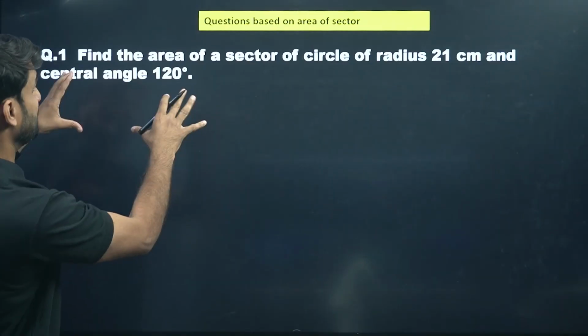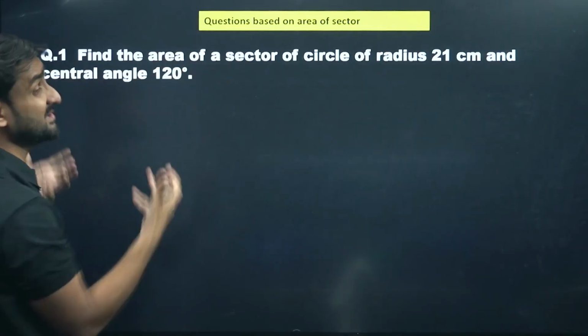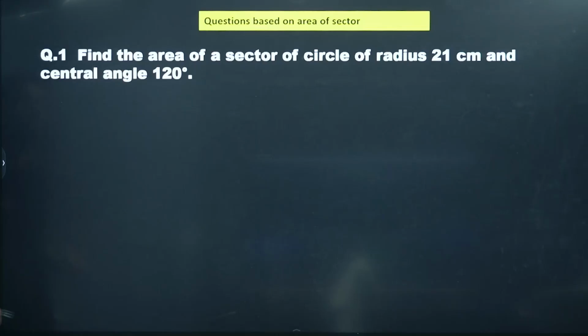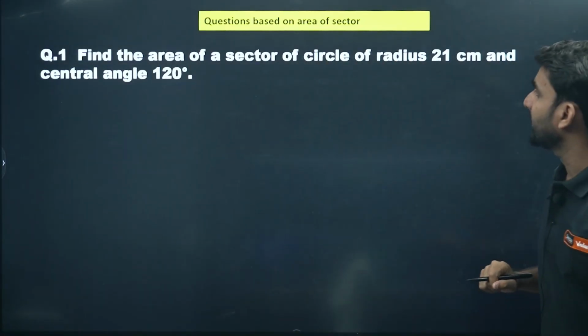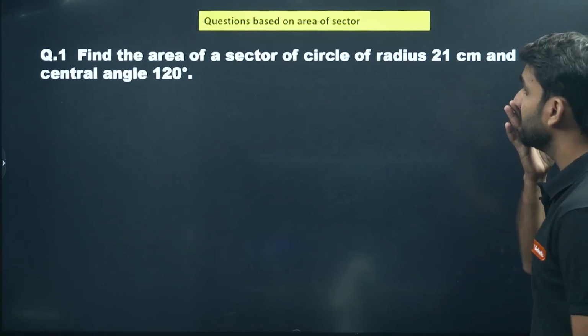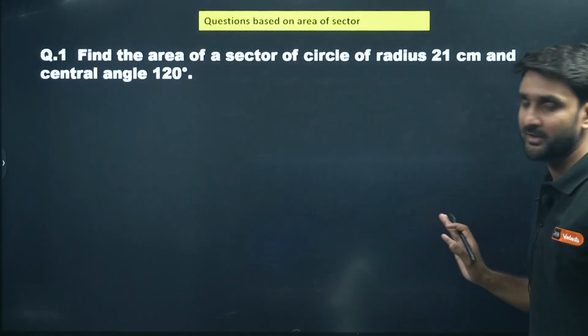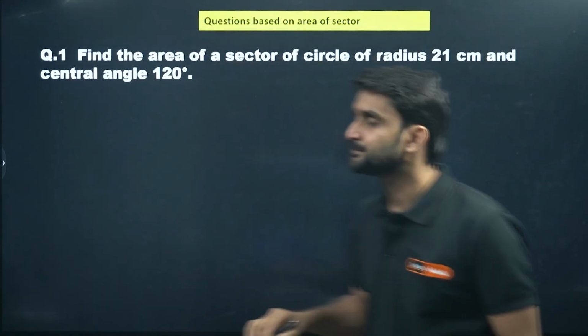You should know the concept. You should know first what the question is saying, right? So look at the question, solve this question. And the question is, find the area of a sector of a circle of radius 21 centimeter and central angle 120 degree. So let's draw the diagram first.